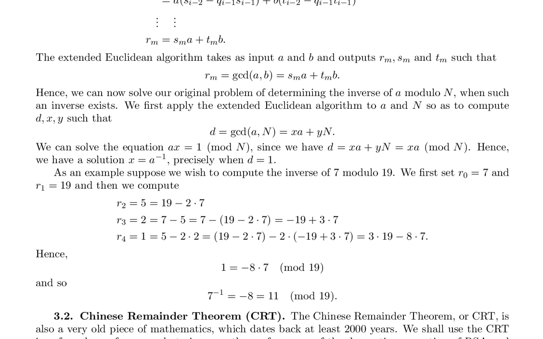r_4 = 1 = 5 - 2 times 2 = (19 - 2 times 7) - 2 times (-19 + 3 times 7), which equals 3 times 19 - 8 times 7. Hence, 1 = -8 times 7 mod 19. And so 7^{-1} is -8, which is 11 mod 19.